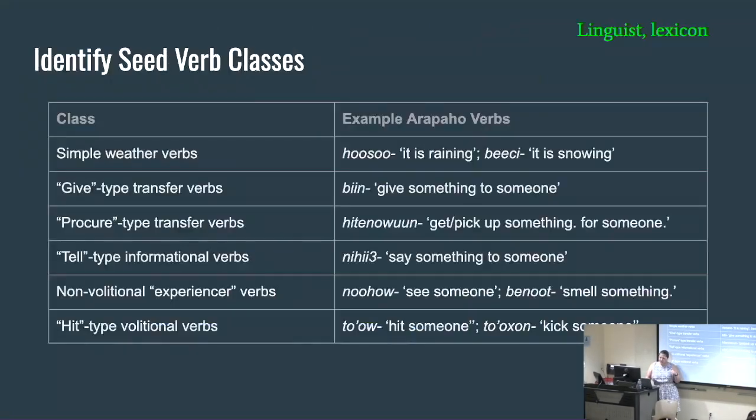So this is the set of seed verb classes that Andy came up with. We have 6 different categories of verbs, things like give type, transfer verbs, hit type volitional verbs. And for each of these classes, I think we have about 5 or 6 different Arapaho verb stems that are members of that class. The idea being that these are high-frequency verb types that we expect to have some parallel in the English role sets.